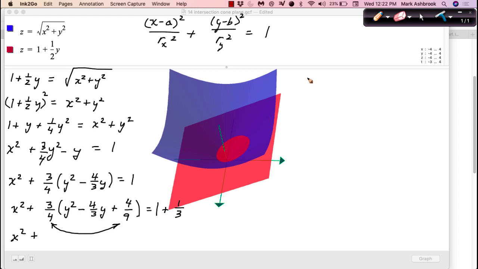Okay, so we got x squared plus y minus 2/3, quantity squared, equals, oh, and that's going to be over 4/3. And that equals 4/3. Okay, let's pause there and make sure we're right.